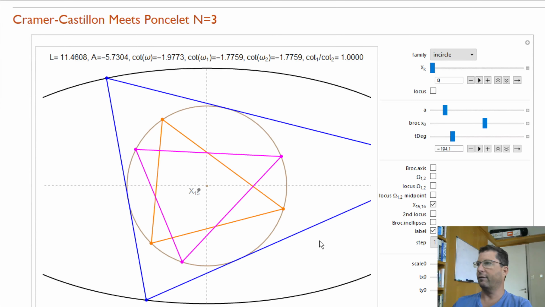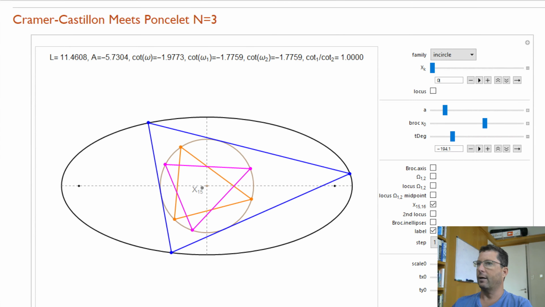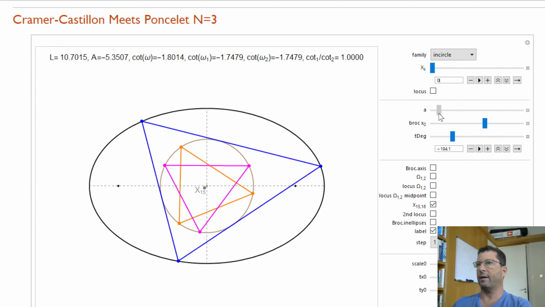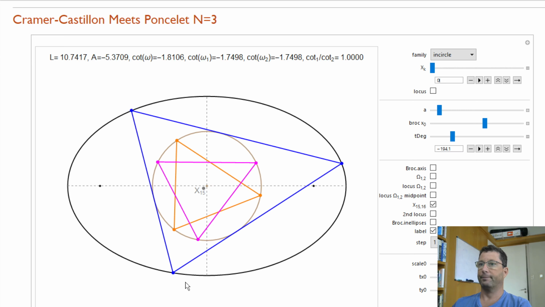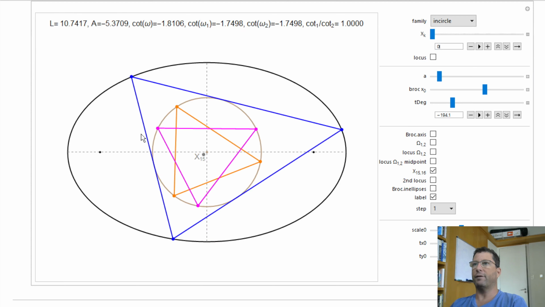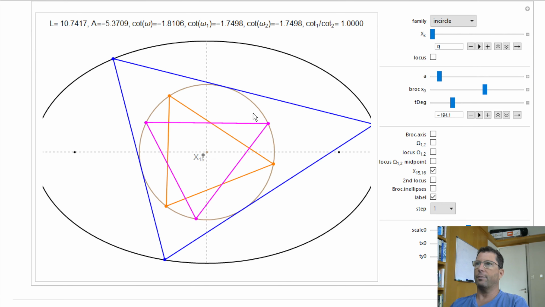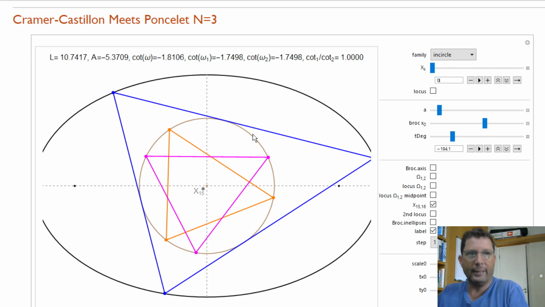So let's look at a Poncelet family here. For example, I'm picking one of the simplest families. It's basically a family of blue triangles inscribed in a first ellipse, an outer conic, and circumscribing an interior circle, which is concentric with the conic. So the caustic of this family happens to be this brown circle over here. And how am I going to play this game? I want Cramer-Castillon to be controlled by it. So I'm going to use the caustic itself, which in this case is a circle, but it could be an ellipse, to be the Cramer-Castillon circle.